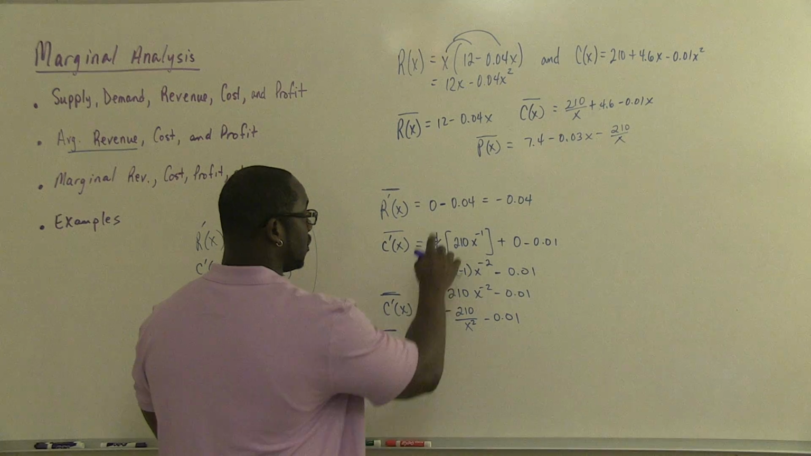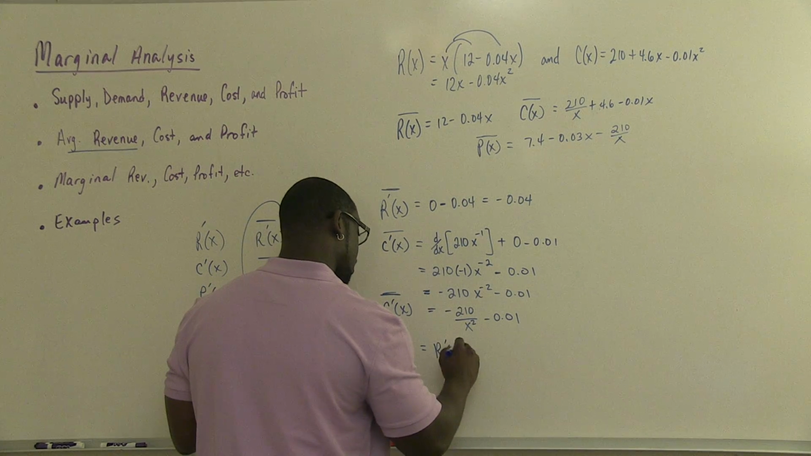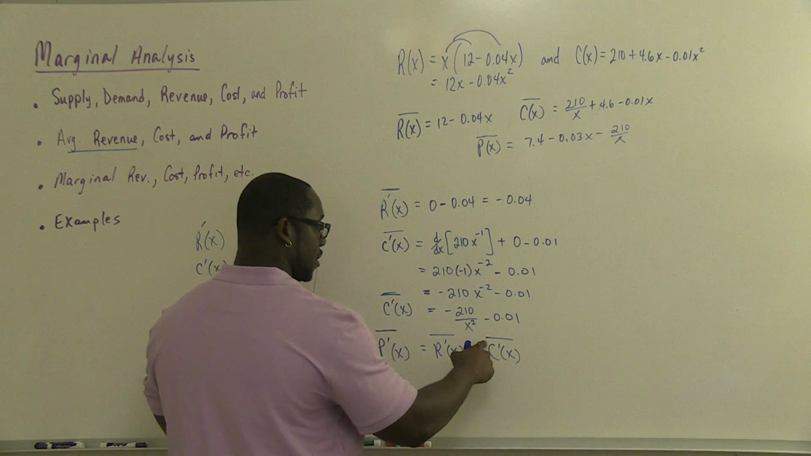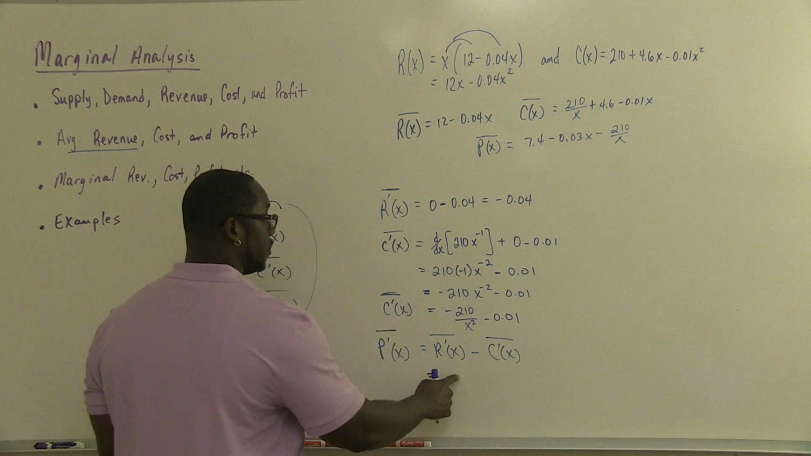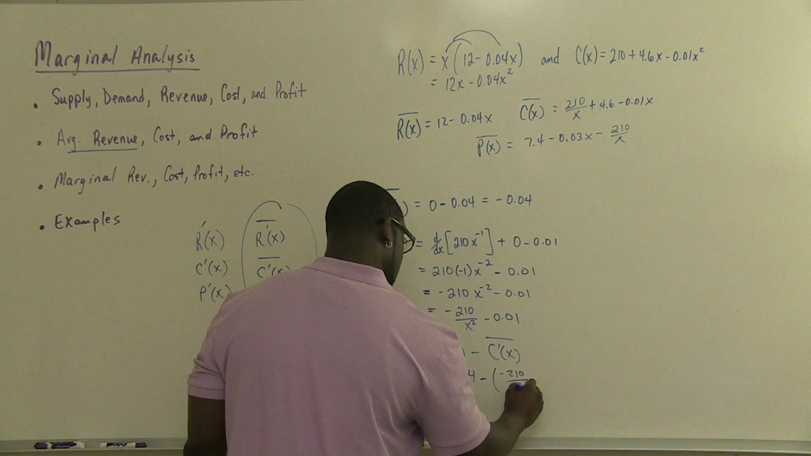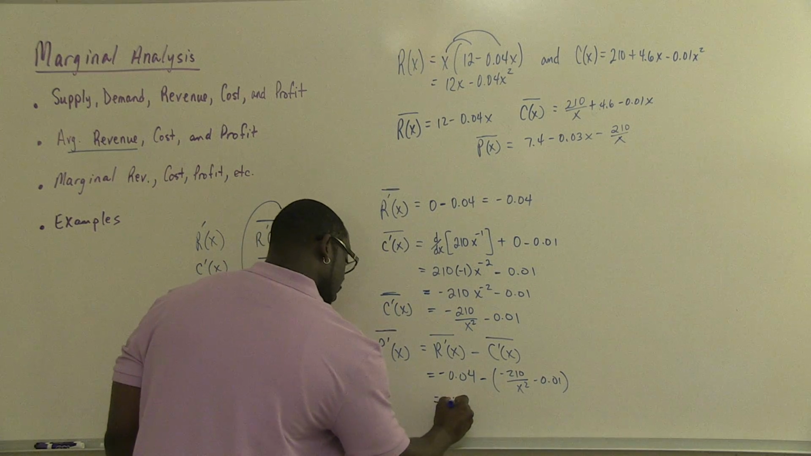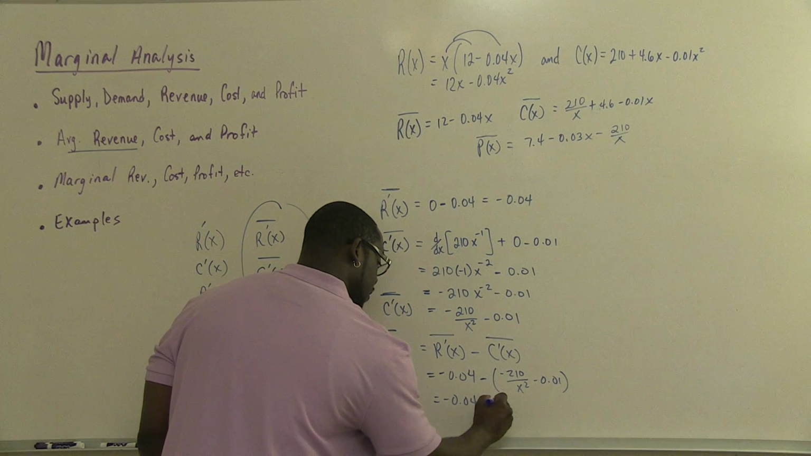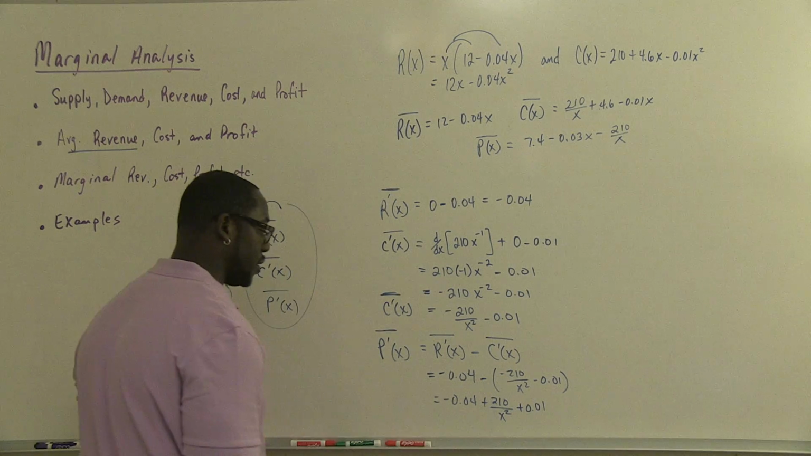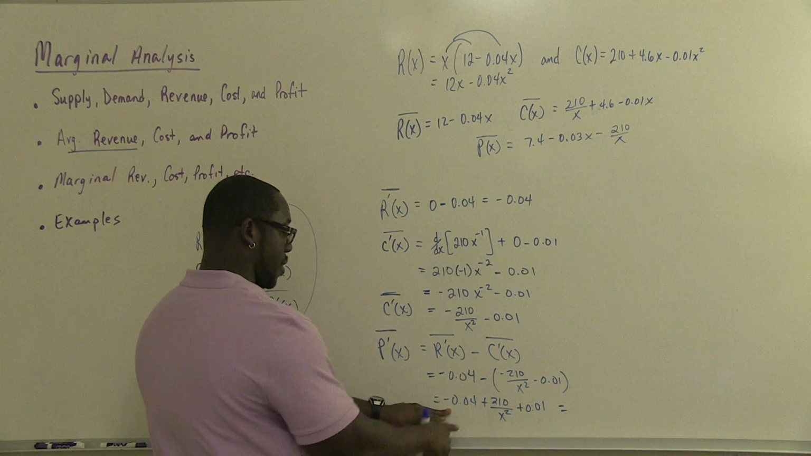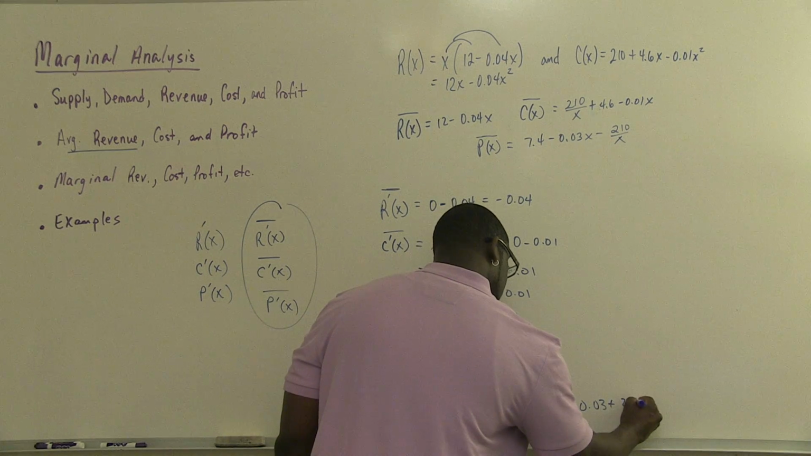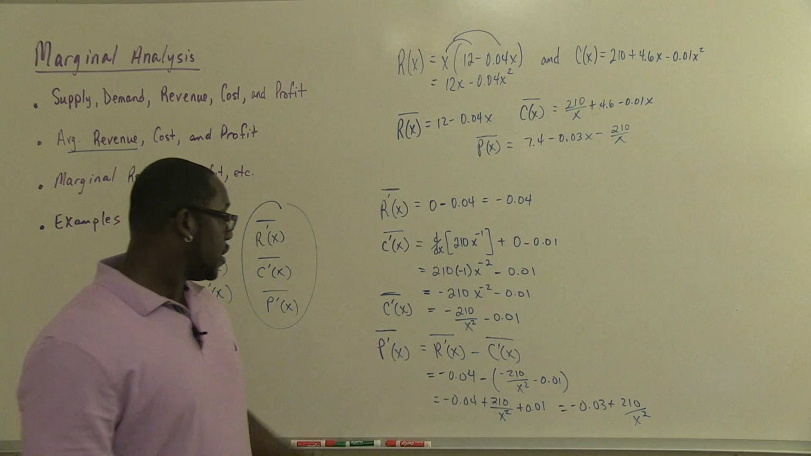So first way that we can do this is just by writing out what this is going to be. So we have the average marginal revenue minus average marginal cost. And so we see from here, this would be just minus 0.04. And this is minus, and we distribute our negative. And if we do all that, we have our minus 0.04 plus 0.01 gives us a minus 0.03 plus 210 over x squared, okay? So that is one way to do it.